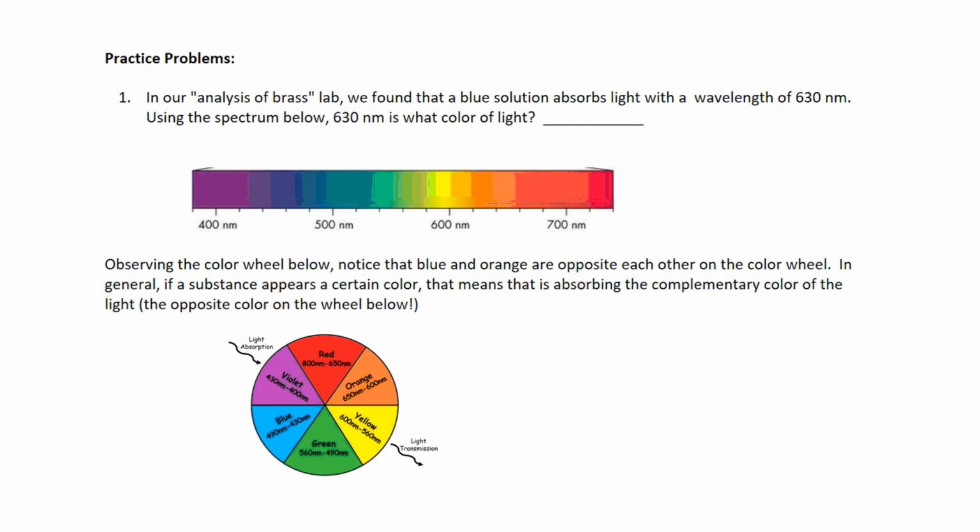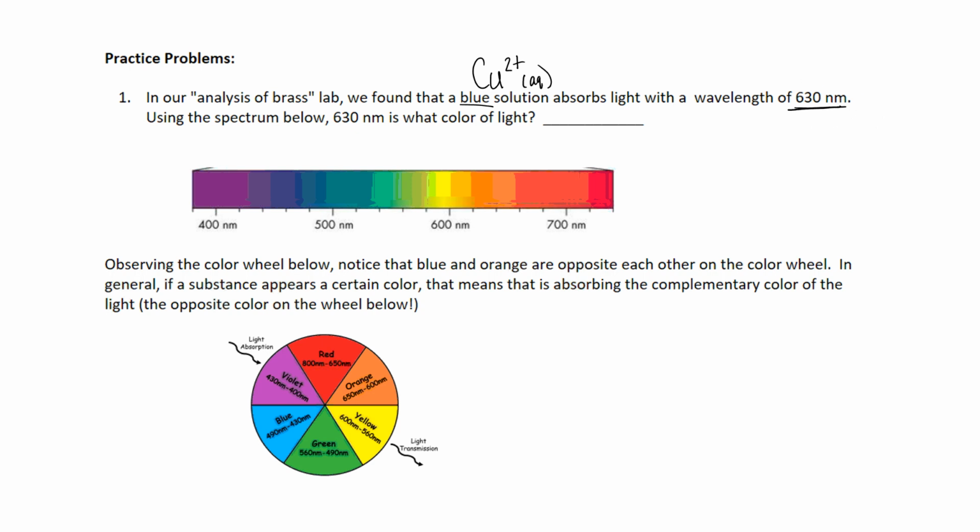Welcome. In this video, we're going to talk through some spectrophotometry related problems. So we're going to start out thinking about a lab that we did in class, the analysis of brass, where we analyzed a blue solution. It was blue because it contained aqueous copper ions. And we observed that this blue solution absorbed light with a wavelength of 630 nanometers.